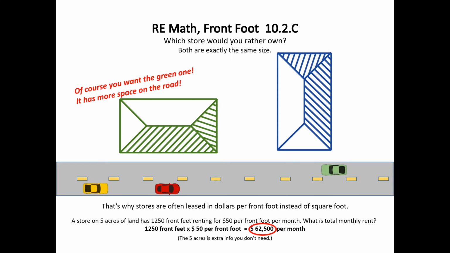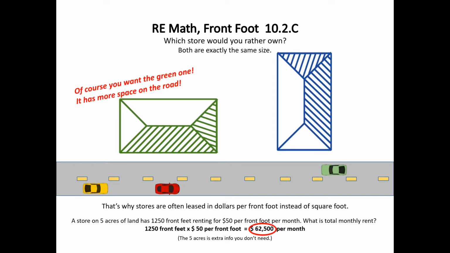Front foot has to do with the amount of linear feet that is adjacent to a road or a beach or something desirable like that. Now, we've got two stores here, a green one and a blue one. Which store would you rather own? Both are exactly the same size. Well, of course, you want the green one because it has more space on the road and the cars driving by can see what's in the window. That's why stores are often leased in dollars per front foot instead of square foot.